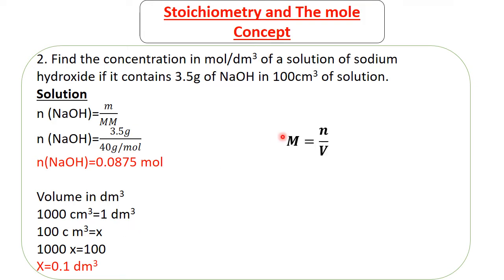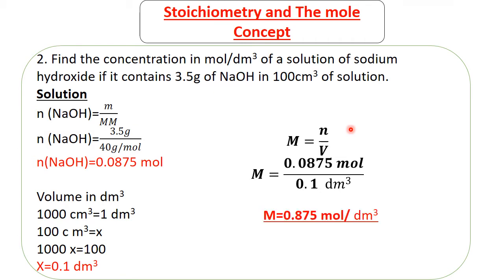Now that we have that, we can record the formula for molarity. Molarity is number of moles over volume. The number of moles, which you have calculated to be 0.0875, and the volume is 0.1 decimeter cubed. When we divide these two, we're going to get 0.875 moles per decimeter cubed. Hope my calculator is saving me well here for this to be the answer, 0.875 moles per decimeter cubed.